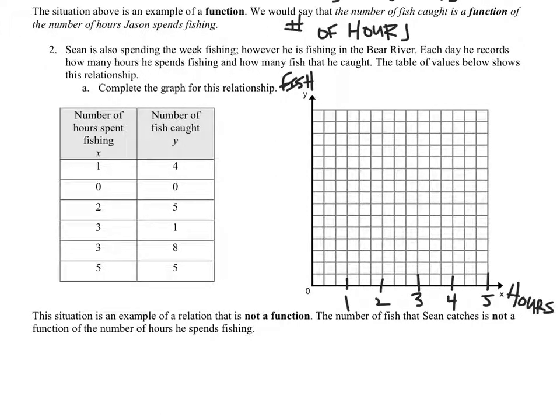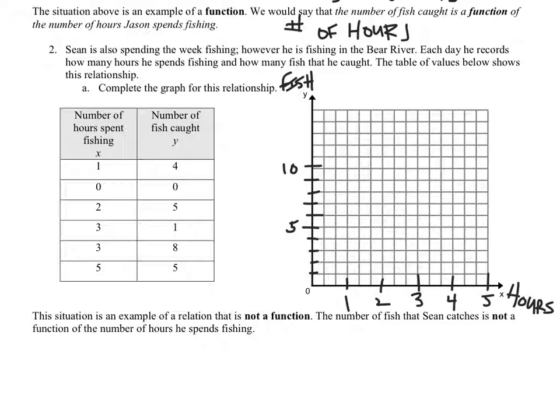And then number of fish. This goes up to 8 fish right here. So, yeah, looks like we'll have to go by ones right here. 1, 2, 3, 4, 5 fish. 6, 7, 8, 9, 10 fish. And that's about as far as I need to go up in here.